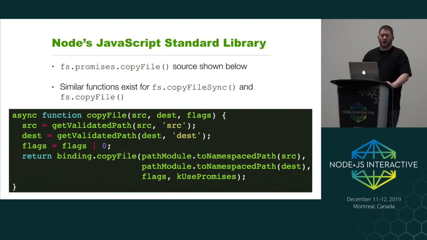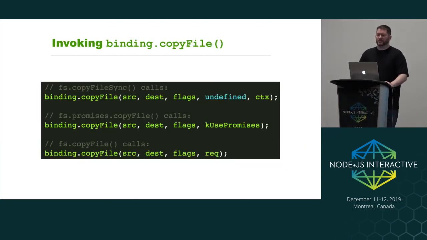And then we're going to call binding.copyFile and pass in the normalized paths, the flags, and a special symbol here called kUsePromises. This is just a symbol that will tell the binding layer that we're doing a promises operation as opposed to synchronous or callbacks. If you look through the Node code base, these are the three different ways that we would call binding.copyFile. You'll notice that the first three parameters in every case are the source, destination, and flags, because that's going to be the data that we're operating on. But the remaining arguments differ between the implementations.